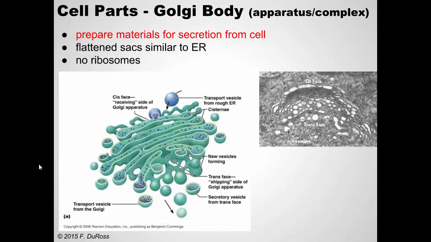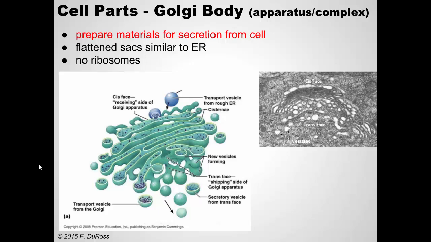And so these series of membranes take materials that were produced in the ER. If you look at this, there are two faces, called the cis and the trans face. The cis face sort of faces the ER, and so materials from the ER come into the Golgi bodies. That's a vesicle, a little sphere of material from the ER.